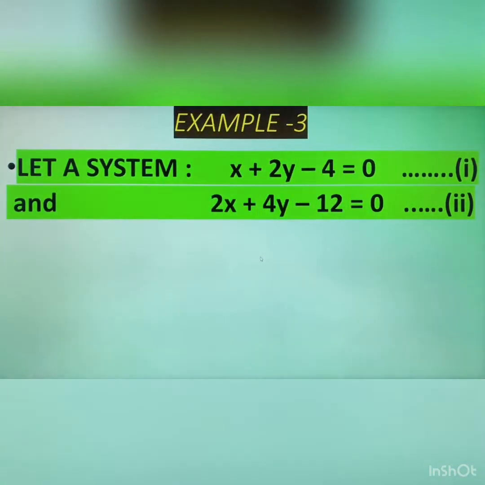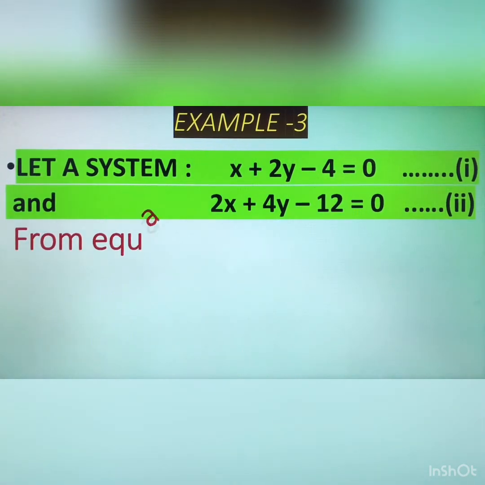So next one, let us take example number 3. Once again we take another system, that is x + 2y - 4 = 0. This is equation number 1, and 2x + 4y - 12 = 0. This is equation number 2. On solving these equations, we will get finally the values of x and y.